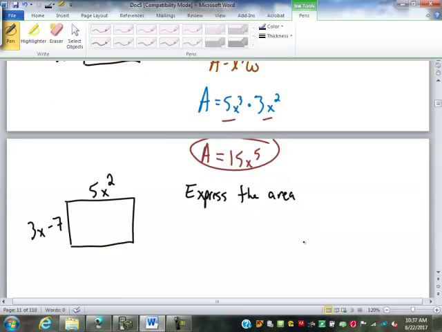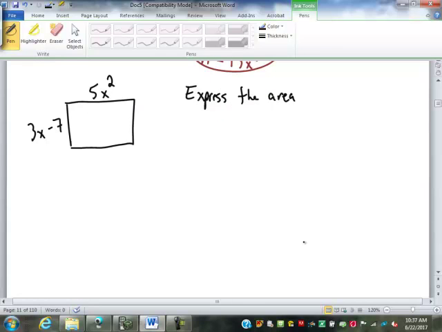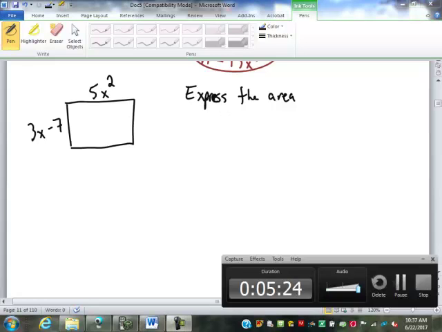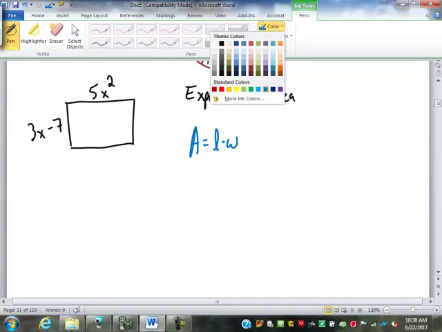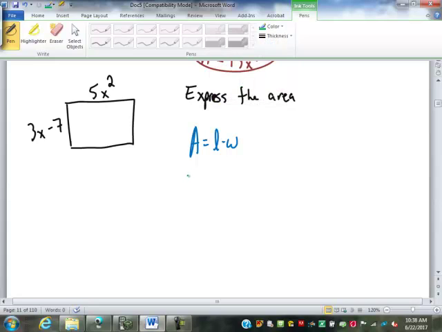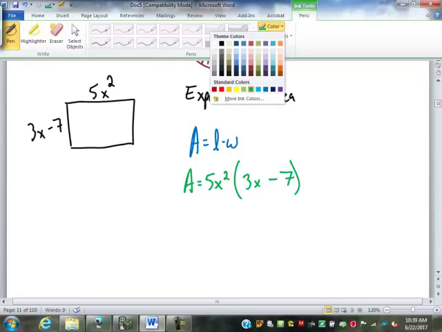In your notes, I'm going to have you try this one. Express the area. Tell me where to start. I'll give you the formula. A equals L times W. What goes in there? Okay. 3x minus 7 has to go in parentheses. Yes. Then what?